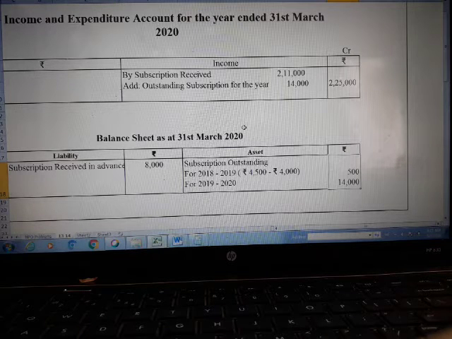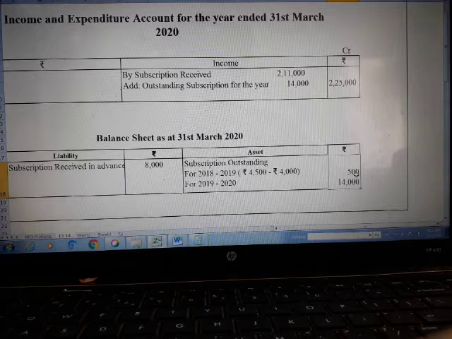Whereas an extracted balance sheet or an extracted income and expenditure account or an extracted receipts and payment account will never get tallied. Able to understand, students? So I'll show the amount of outstanding subscriptions for the current year as well as a remaining part of the previous year subscription in my asset side of the balance sheet. Right, students? Fine. Let me move on to the next question.